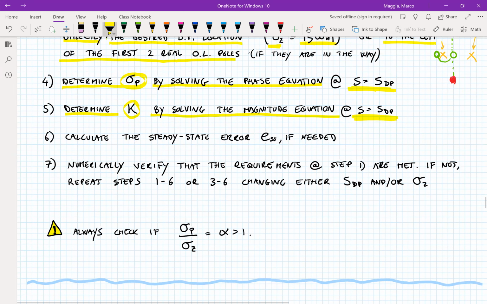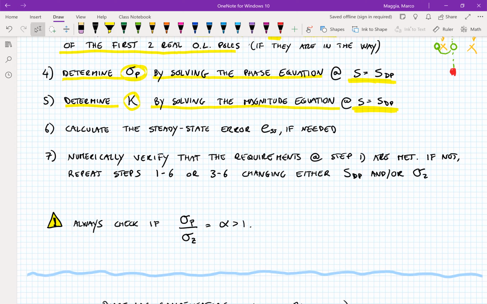Now, step 6, I haven't really talked about, but you can always do that. If you have requirements in terms of the steady state error, then calculate the steady state error of the compensated system. And if it does not meet these requirements, you can add a lag compensator. However, the important thing is that at the end of your design, you have to put your compensated system together, and you have to go back to step 1 and verify that the original requirements are met.